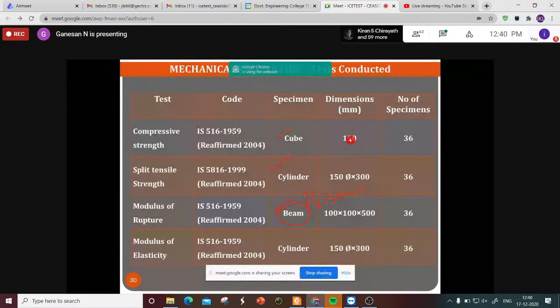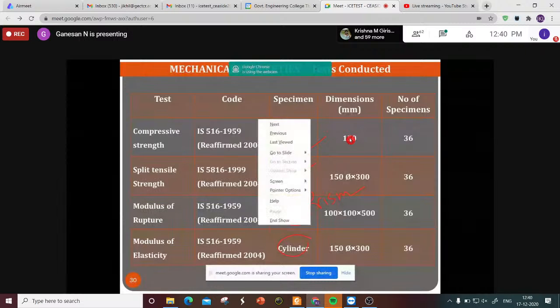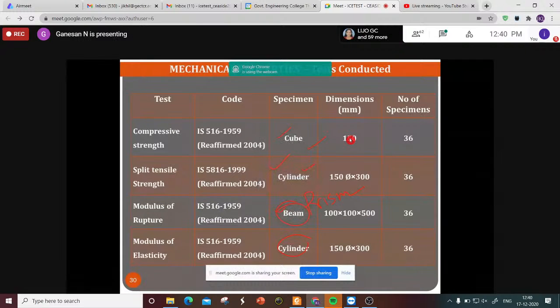Prism specimens and cylinders. This is for compressive strength. Again, this is for split tensile strength, modulus of rupture, modulus of elasticity. So many specimens have been done.